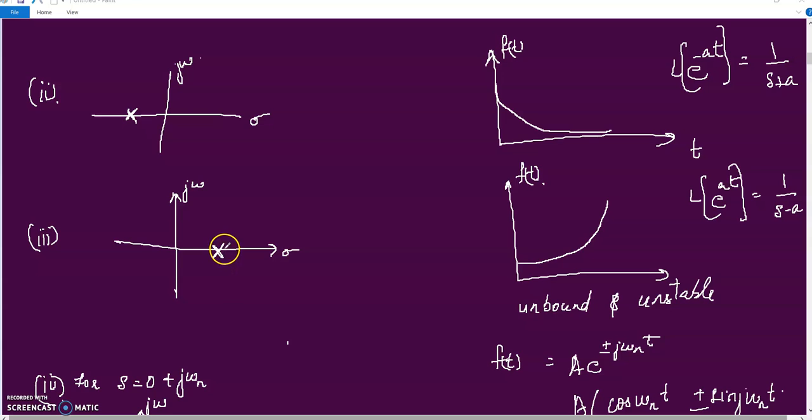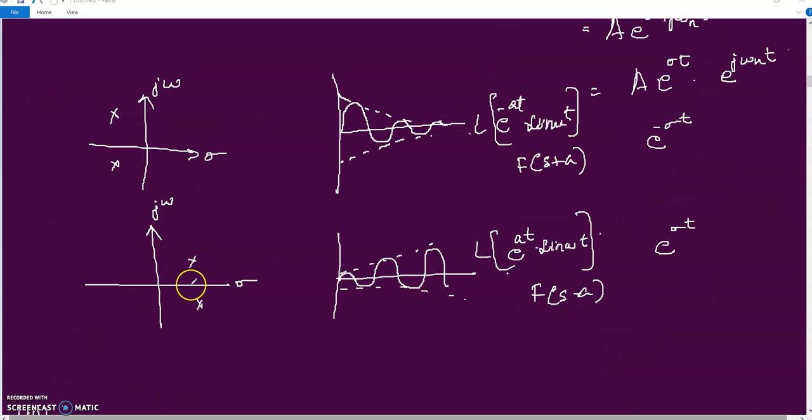In this case, we can see the pole is in the right half of the S-plane, and in the time domain we can see that it is exponentially increasing. It has no limit. It is going on increasing and increasing. That is, it is unstable. In this example also, it is an underdamped signal. It is going on increasing and increasing. That is, it is unstable when the poles are on the right half of the S-plane.